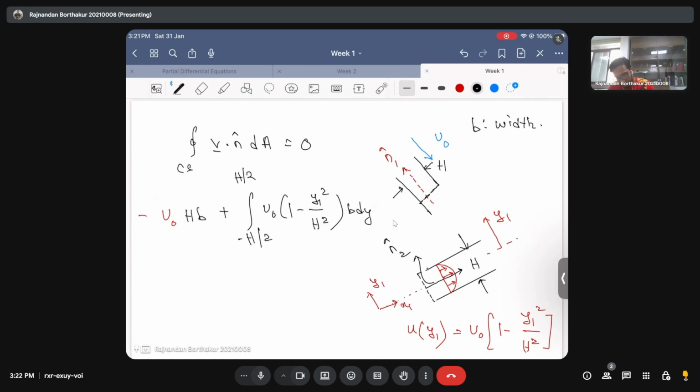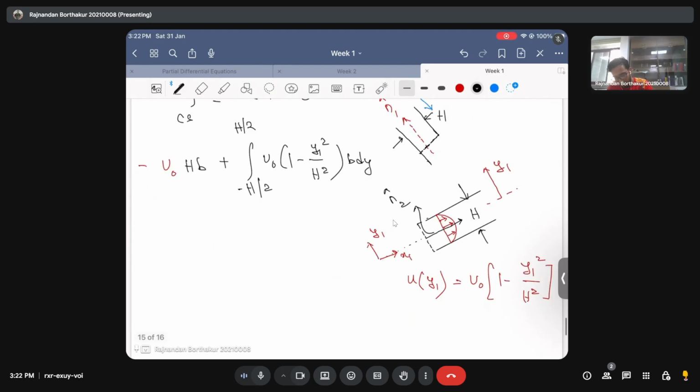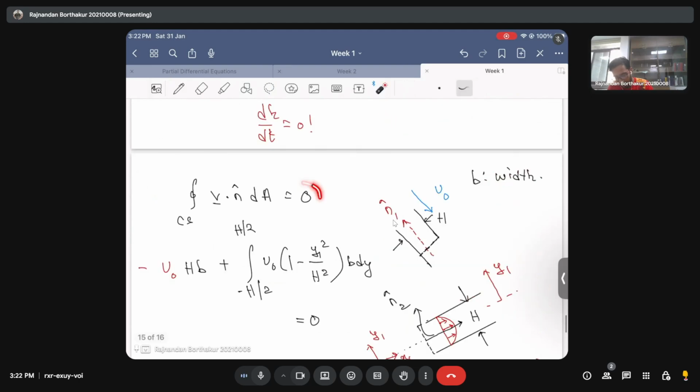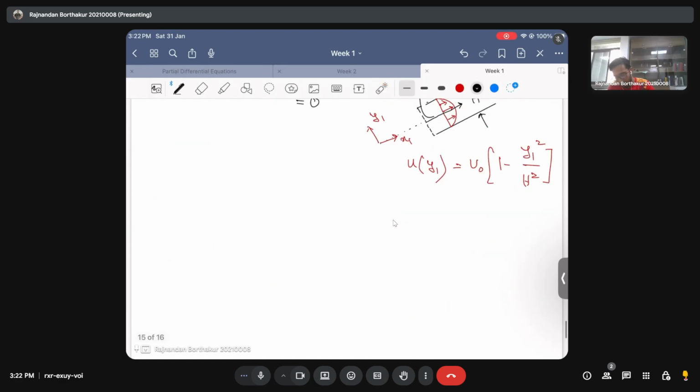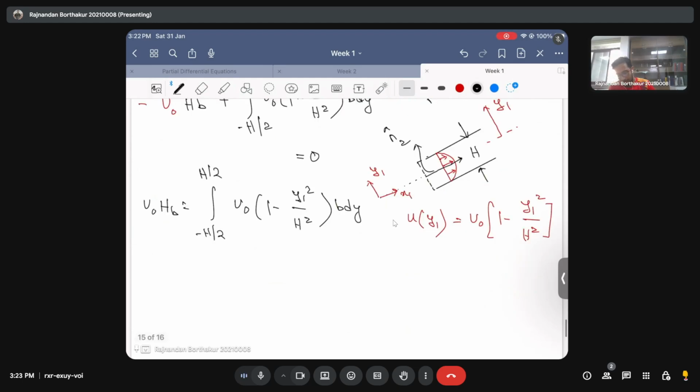Okay, so this is very simple. Since there is a variation in the velocity profile, what you need to do is calculate the differential volume flow rate and then integrate it throughout the cross section from minus h to plus h to get the entire flow rate. And then this is equal to 0 because we know that this 0 basically is coming from here. And then it's just simple. Maybe I can take the u naught h b to the other side. Okay, and then this would be integral from minus h by 2 to h by 2 u naught of 1 minus y1 squared by h squared times b dy. Okay, and then it's just very simple.